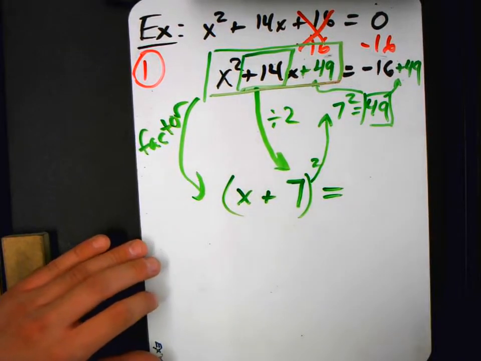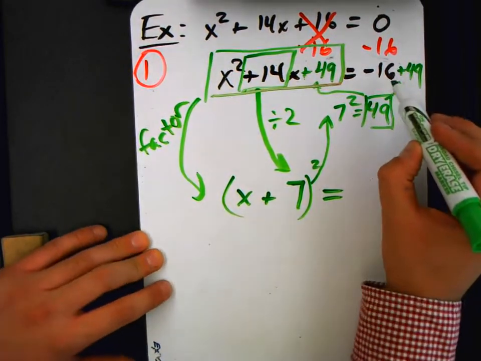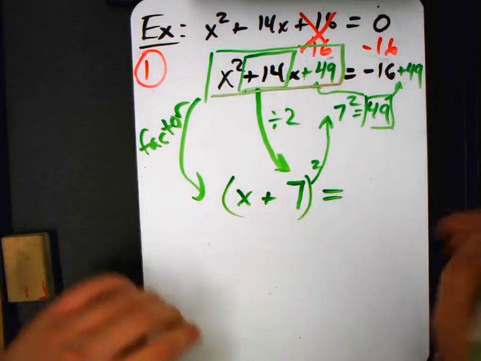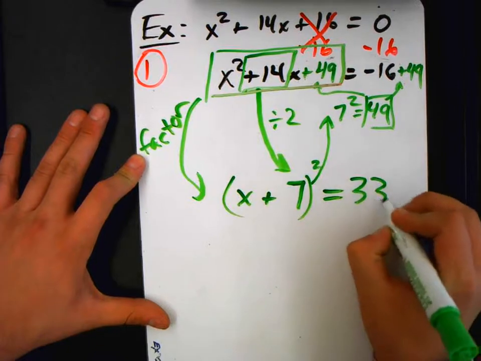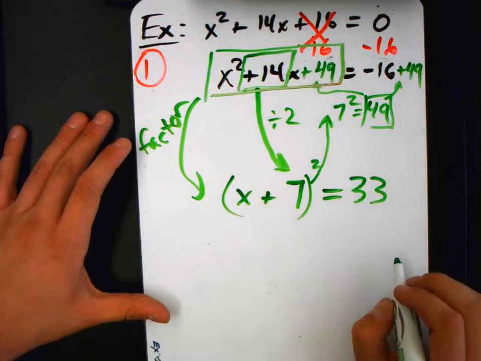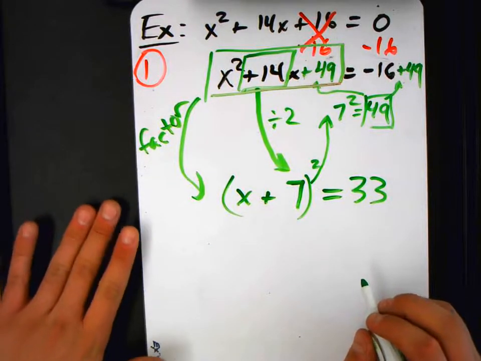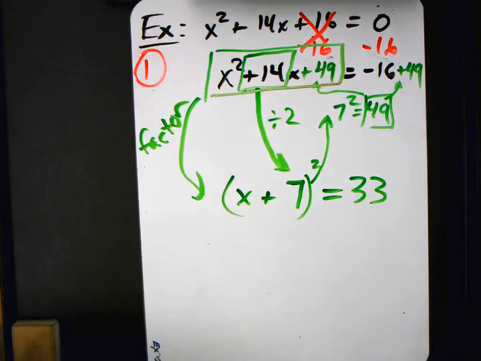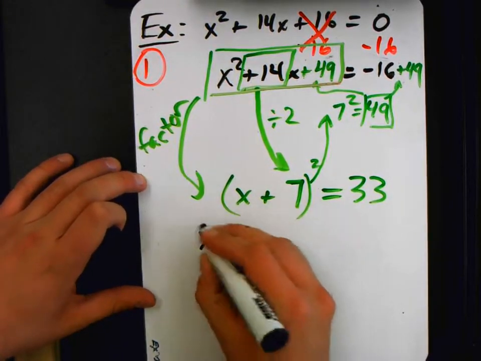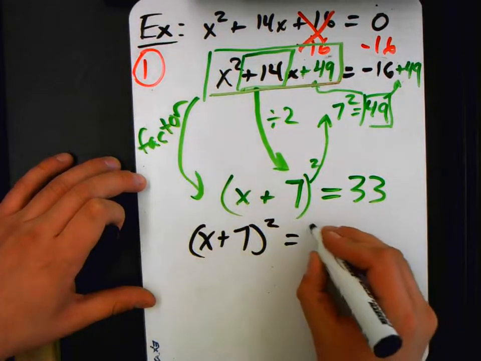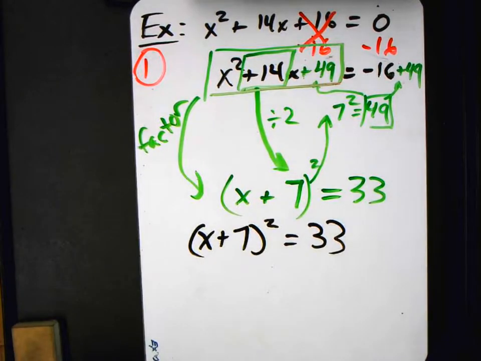Now, the other side of the equal sign, we must go back up to the negative 16 plus 49. Now, that number, 49 minus 16, is 33. I'm going to rewrite this so it's a little bit cleaner without some arrows. We have x plus 7 squared is equal to 33.